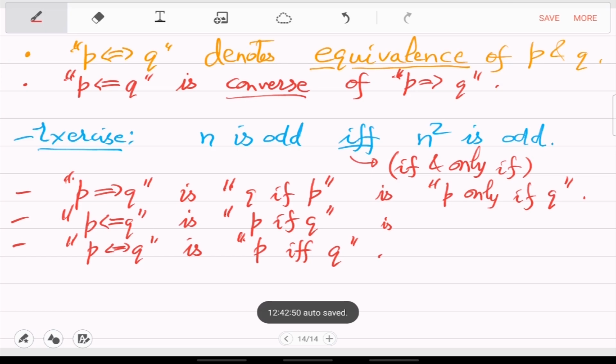And here it will be what? Q only if P. Okay, so make sure that when you read problems, you don't get confused between if, only if, and if and only if. Okay, this is the dictionary you can use to translate. You can also say if P then Q. It's the same thing. That's probably the clearest.